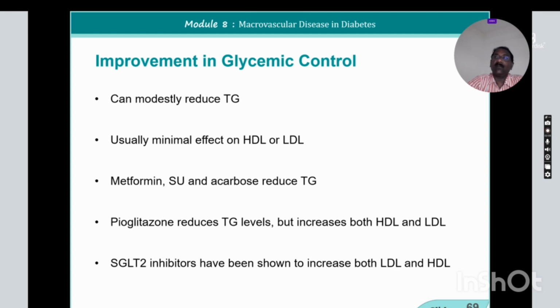Okay, so this is about your diabetes. If you control the diabetes effectively, triglycerides will come down. So they have minimal effects on the HDL or the LDL. Metformin, sulfonylureas, acarbose reduce the triglycerides. Pioglitazone reduces the triglyceride levels. SGLT inhibitors are shown to increase both the LDL and the HDL levels.